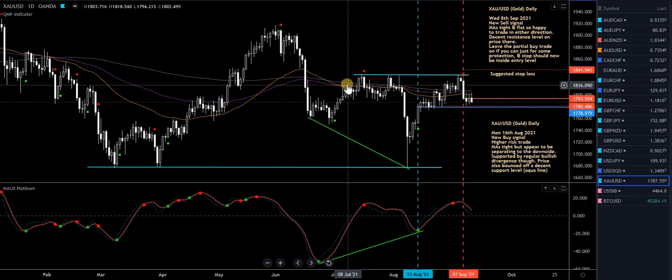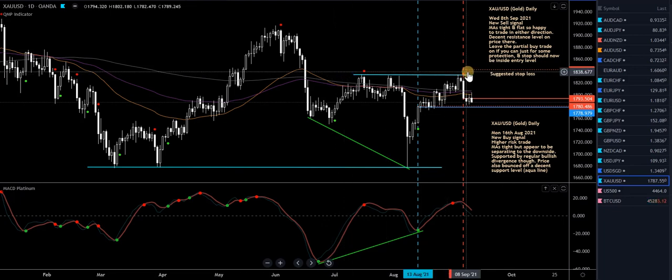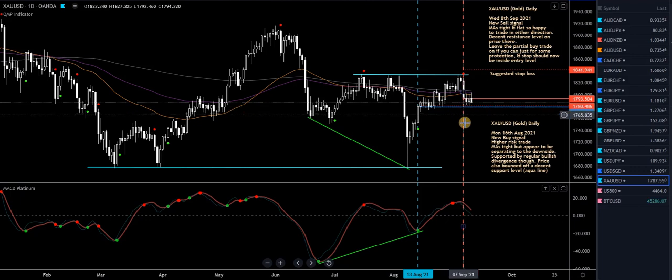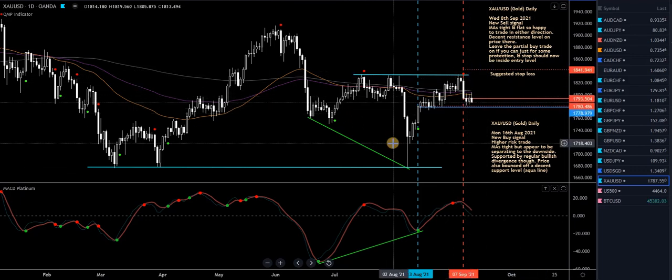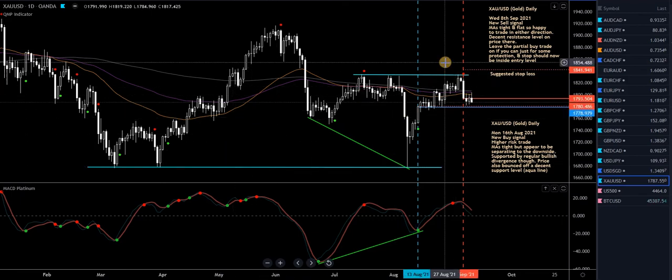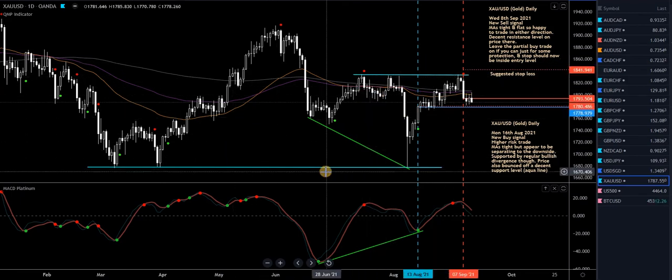MACD platinum above the zero level, big resistance, double or triple top, whichever way you want to call it. Stop up here, some protection on this buy. So it's looking all right on gold. Supports the technicals well, gold. You know, support, resistance, it's a lot of people look at gold.